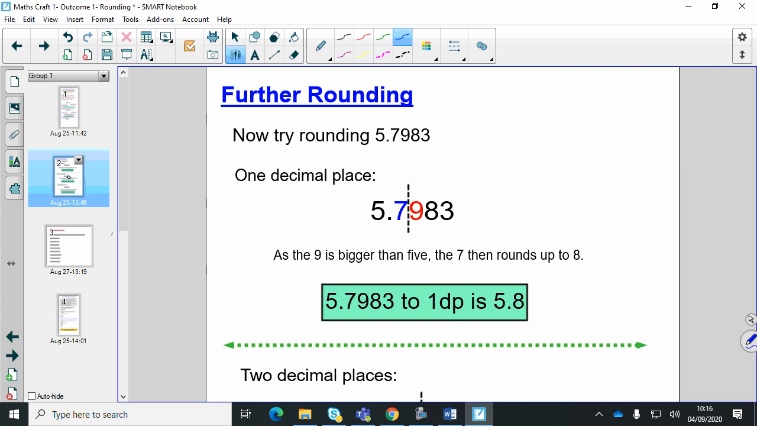So let's try this one. So we're now going to take 5.7983. So rounding this to one decimal place, we've got 5.7, and we look at the second number to tell us if that goes up or stays the same. Because the 9 is bigger than 5, the 7 is going to go up by 1, so it's going to be 5.8. So 5.7983 to one decimal place is 5.8.